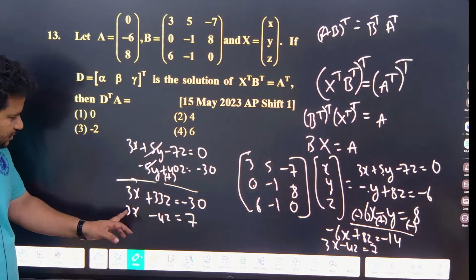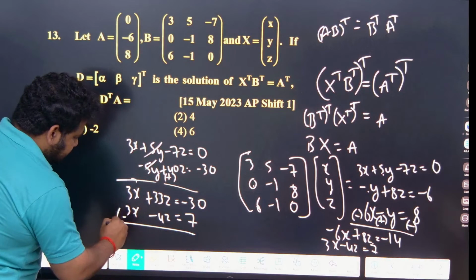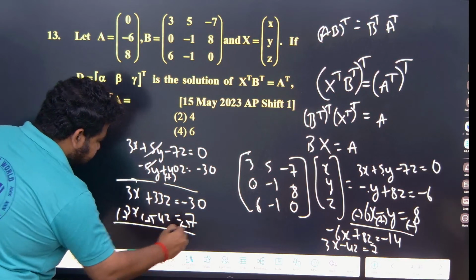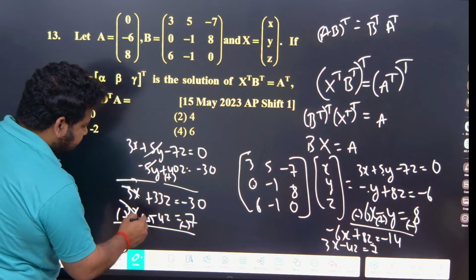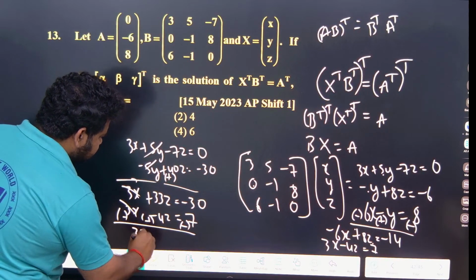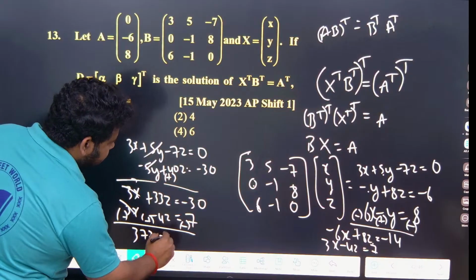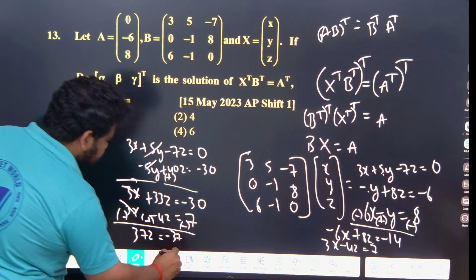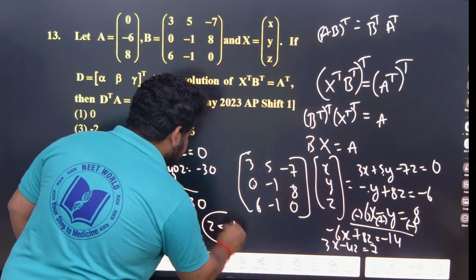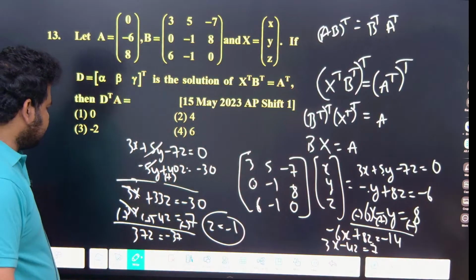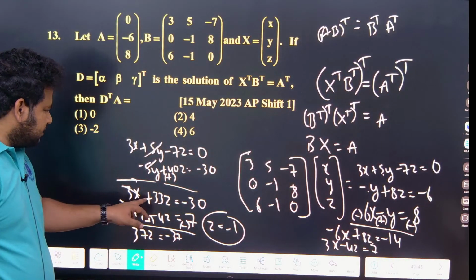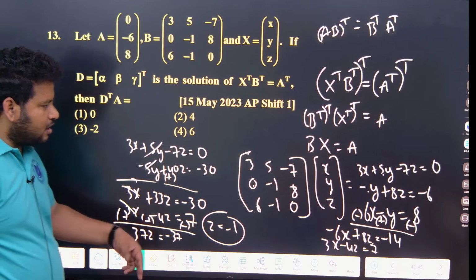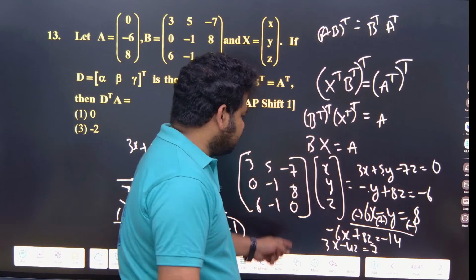Okay, see here, this will become what? Minus plus minus, cancel. I will have 37z is equal to what? Minus 37. So z will be equal to what? Minus 1. Z is equal to minus 1. If I put the value of z is equal to minus 1 here, what will I get? Or if I put it in any of the equations.